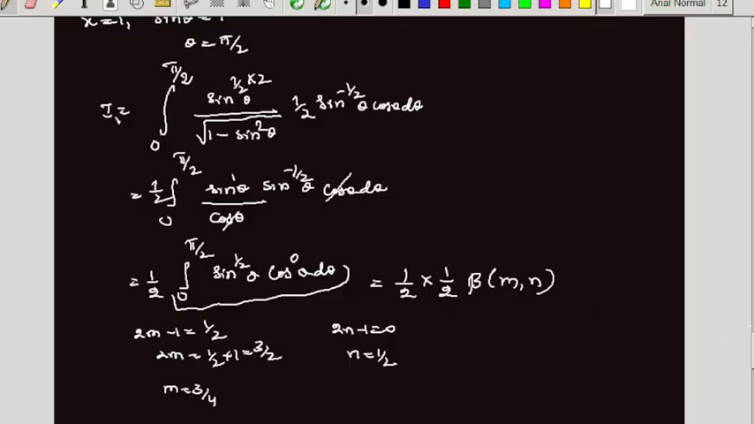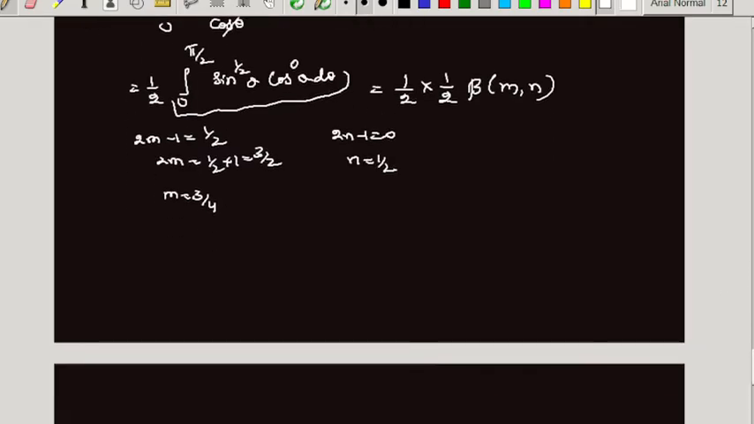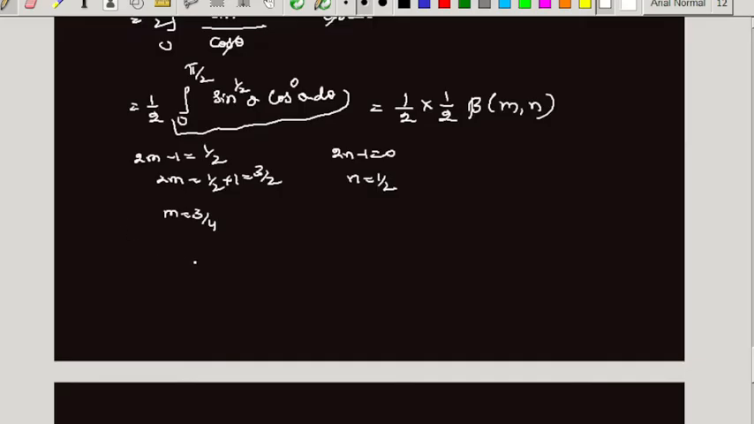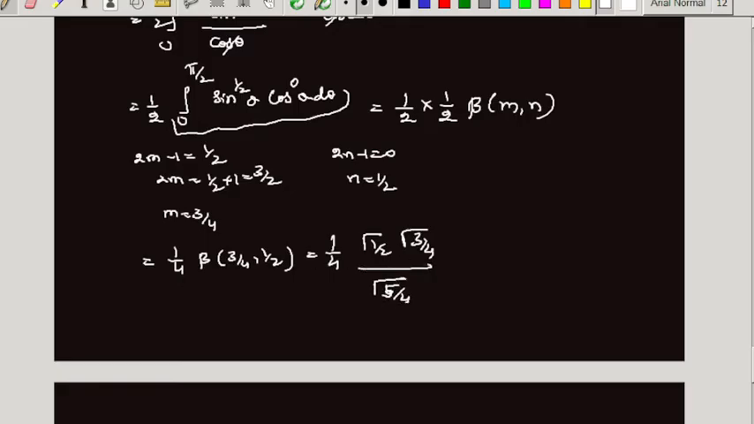So here we get this as 1 by 4 beta of 3 by 4 comma 1 by 2. If we substitute, we get gamma 1 by 2 into gamma 3 by 4 divided by gamma 5 by 4. So let it be, this is equation number 1.